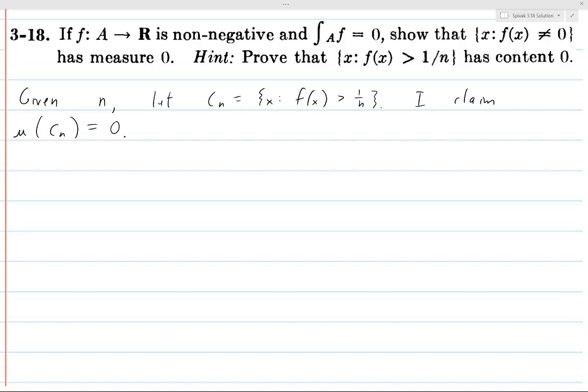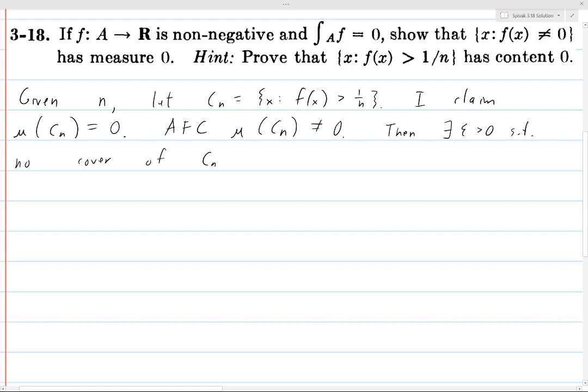What I will do is what I've stated here. I'm going to claim that the measure of Cn equals 0. I wasn't able to come up with a way around arguing by contradiction. So we're going to assume for contradiction that this set does not have measure 0. What does this mean? This means that there is an epsilon such that no cover of Cn has total volume less than epsilon. Because for it to have measure 0, that means that given any epsilon, you can find a cover of total volume less than epsilon. But this is not the case because we're assuming that the measure is not 0.